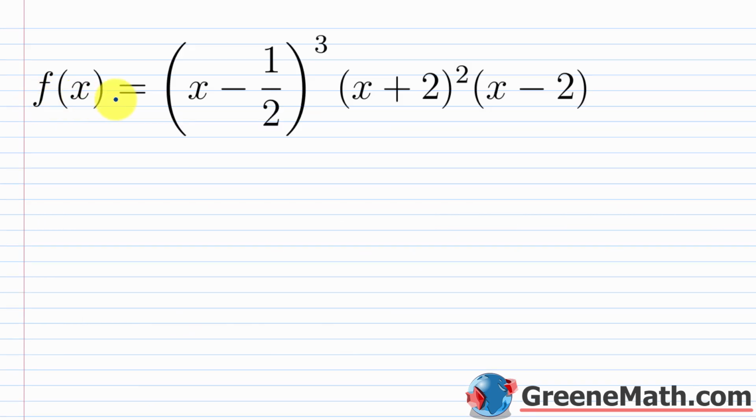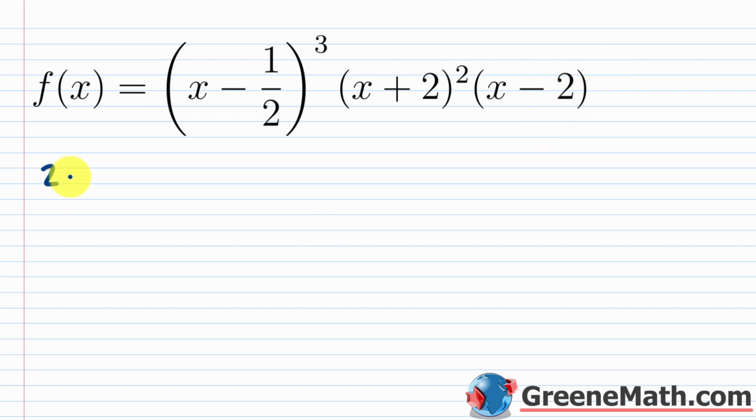So here we have f of x equals the quantity x minus 1/2 cubed, then times the quantity x plus 2 squared, then times the quantity x minus 2. So we know that we would have a 0 of 1/2 and the multiplicity would be 3. We have a 0 of -2, the multiplicity would be 2. And then we have a 0 of +2, the multiplicity would be 1.